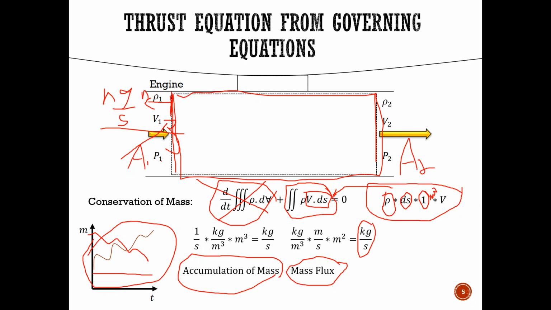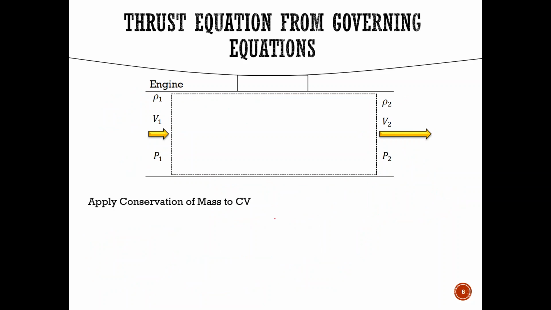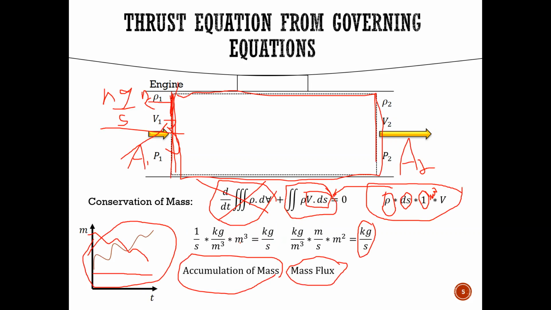When you apply this to the control volume, on one side the inlet and on the other the outlet, you have minus rho A1 V1 and plus rho A2 V2. Now you may wonder why there is a sign variance in these two terms. Remember that in the previous case, you have V dot dS.